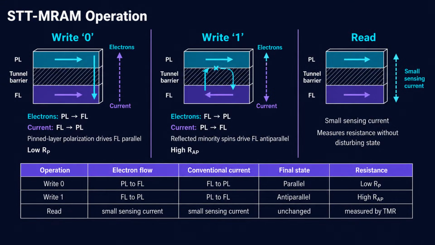STT-MRAM operation is elegant. To write 0, electrons flow from the pinned layer into the free layer, driving the free layer to parallel alignment with low resistance. To write 1, electrons flow the other way and reflect off the pinned layer, driving anti-parallel alignment with high resistance. Remember that conventional current runs opposite to the electron flow in both cases. Reading uses a small sensing current to measure resistance without disturbing the state. The shared read-write path is both a simplification and a challenge.